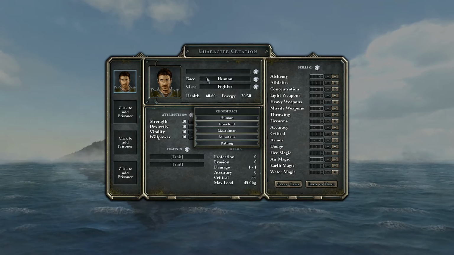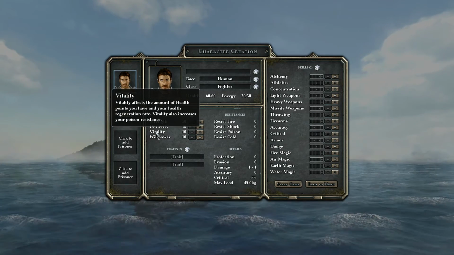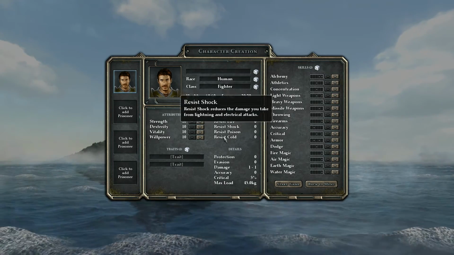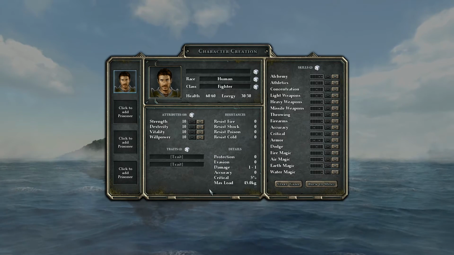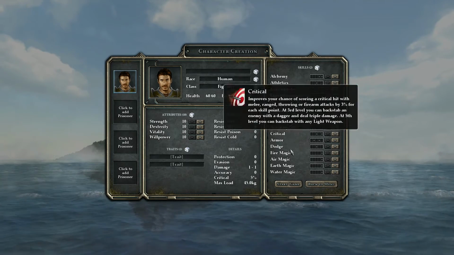So let's go ahead and go through what we'll do is we'll go through the races, the classes, the statistics. I'm including these in statistics as well, and all of this. Basically everything we can read. Then I'm going to go through traits and skills.